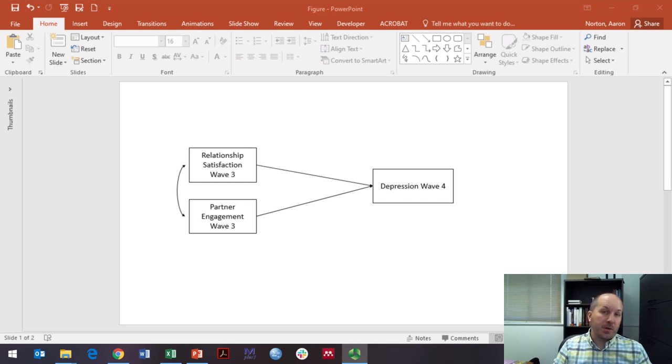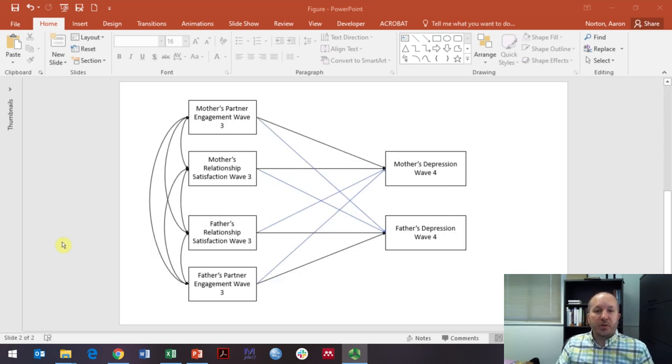Now I want to look at this from a dyadic perspective, and in order to do that, I take this model here and I break it up and reproduce it one more time. So I have this model for one set of the partners and the model for the other set of the partners. The actor paths are the paths going from a participant to themselves, and the partner paths are going from them to their partner. And this is what that would then look like. I put the partner paths in blue to hopefully make it a little easier for you to tell the difference between actor paths and partner paths.